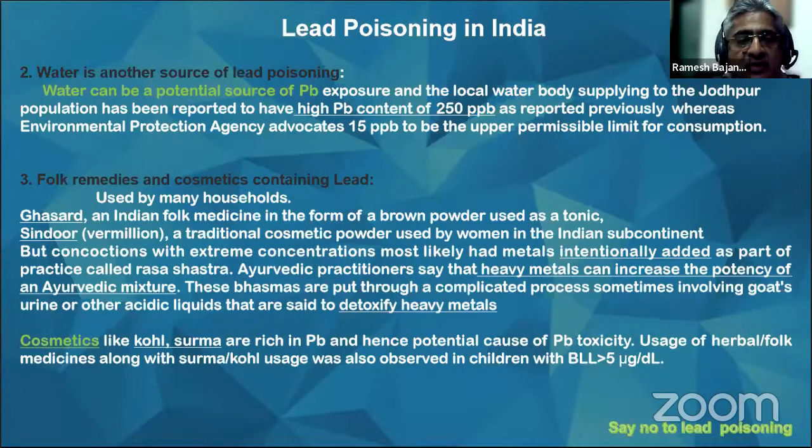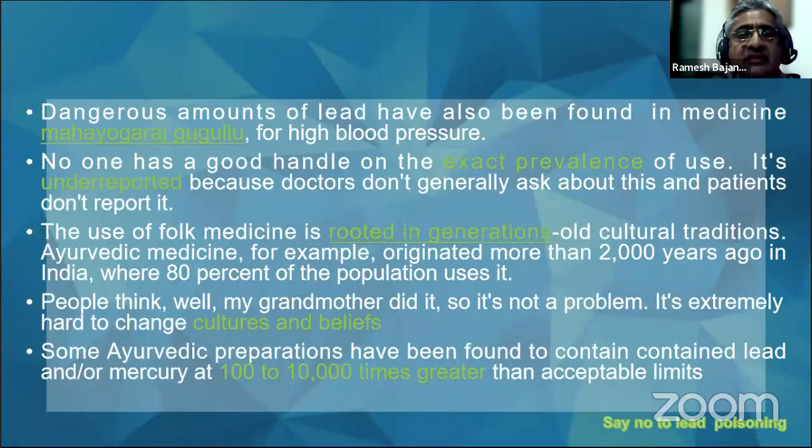Cosmetics like kohl and surma are rich in lead and hence a potential cause of lead toxicity. Usage of herbal folk medicines along with surma and kohl was also observed in children showing more than 5 micrograms per deciliter of lead. One more medicine, Mahayograj Guggulu, used for high blood pressure, has also been found to have a significant amount of lead.